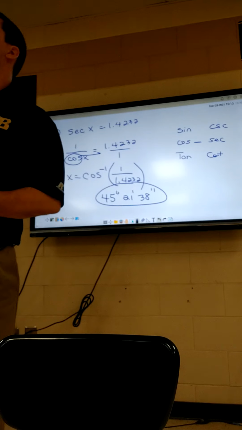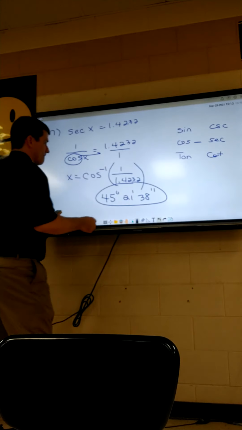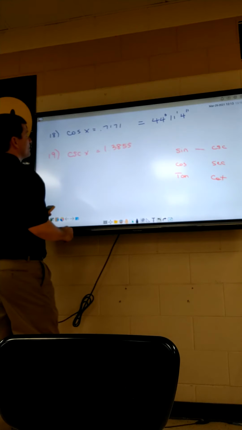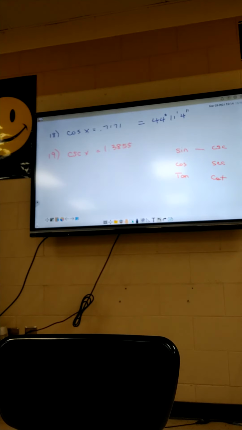Do we have to do the shortcut method on 18? No. Why not? Because there's already a button for cosine. Good. So hit second cosine, 0.7171. And Ellis is going to give me this answer in degrees, minutes, and seconds. That's okay. Go ahead. I got 44, 11, and 4. All right, I got the same thing Ellis has got on that one.